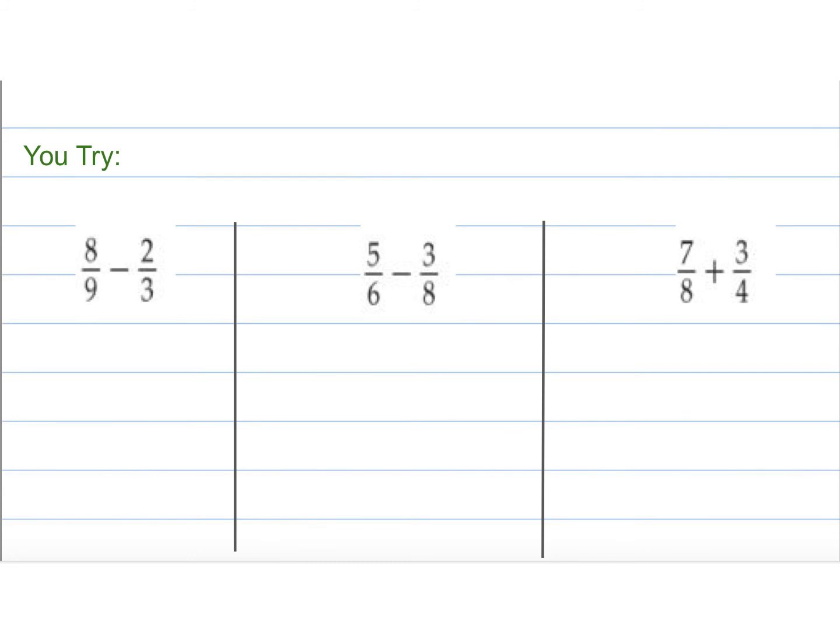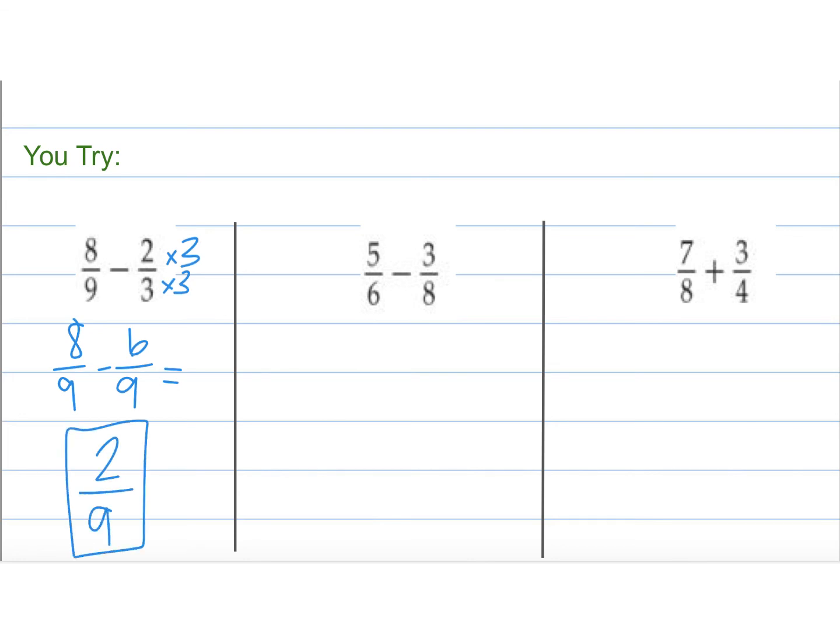Common denominator would be 9. So I don't need to change this side at all. Multiply this side by 3. And that would become 6/9. 8/9 minus 6/9 now. So 8 minus 6 is 2. Keep the denominator the same. And that's already in simplest form. 2/9.